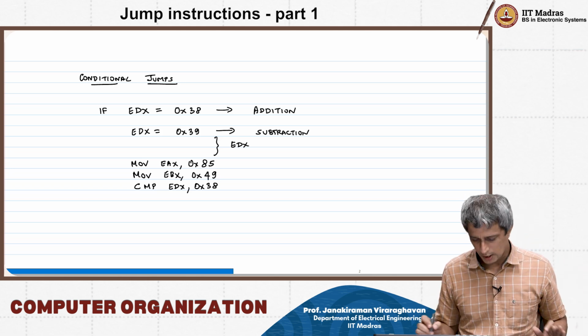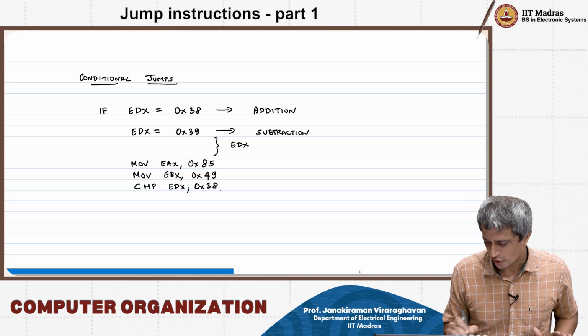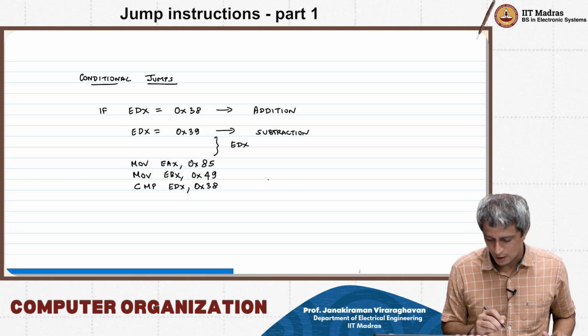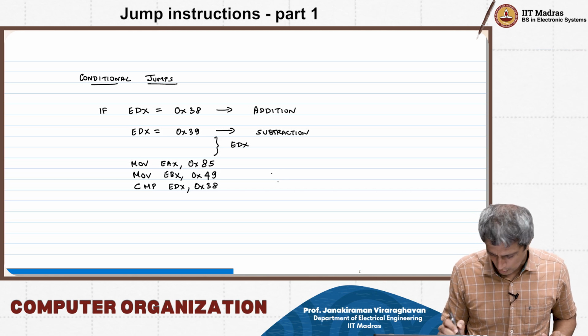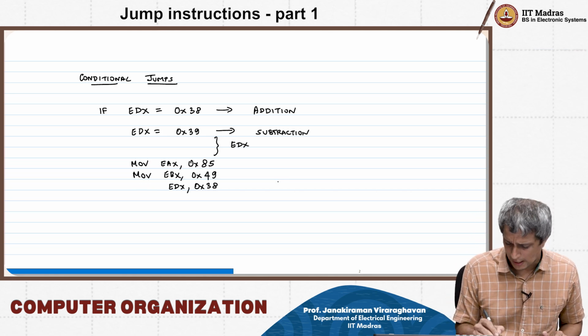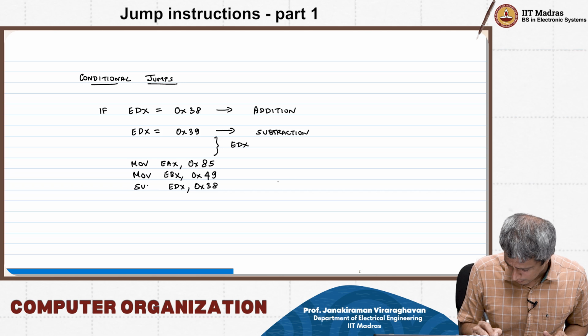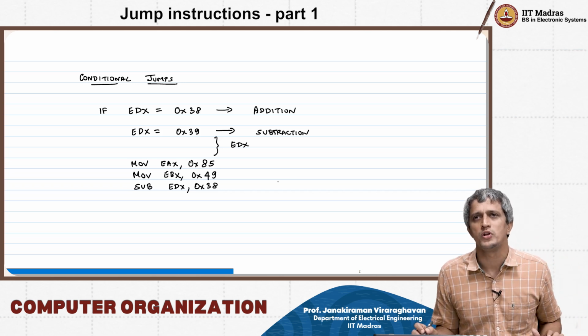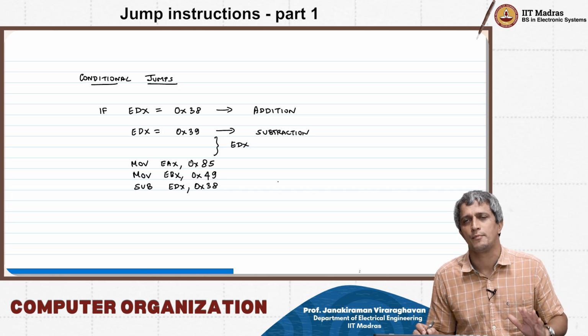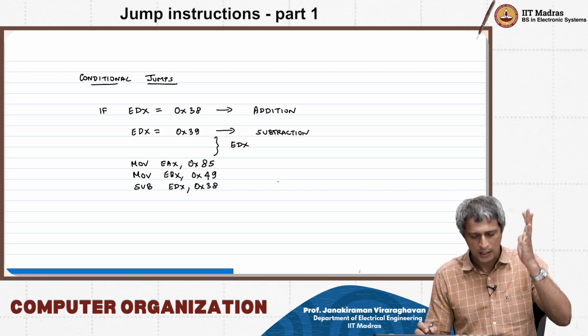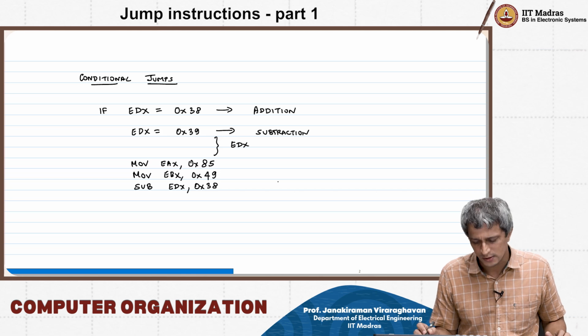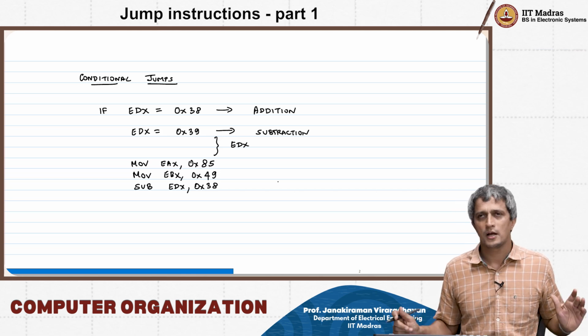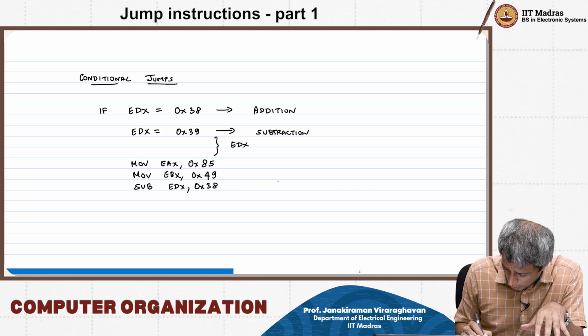So, what am I doing here? Effectively, the compare instruction is going to do the following. Okay, or I will not even do compare, I will do the subtraction. For now, I will not even introduce a new instruction called compare. I will tell you what CMP does later. I will do subtract EDX comma 0x38, right. So, what is going to happen here?